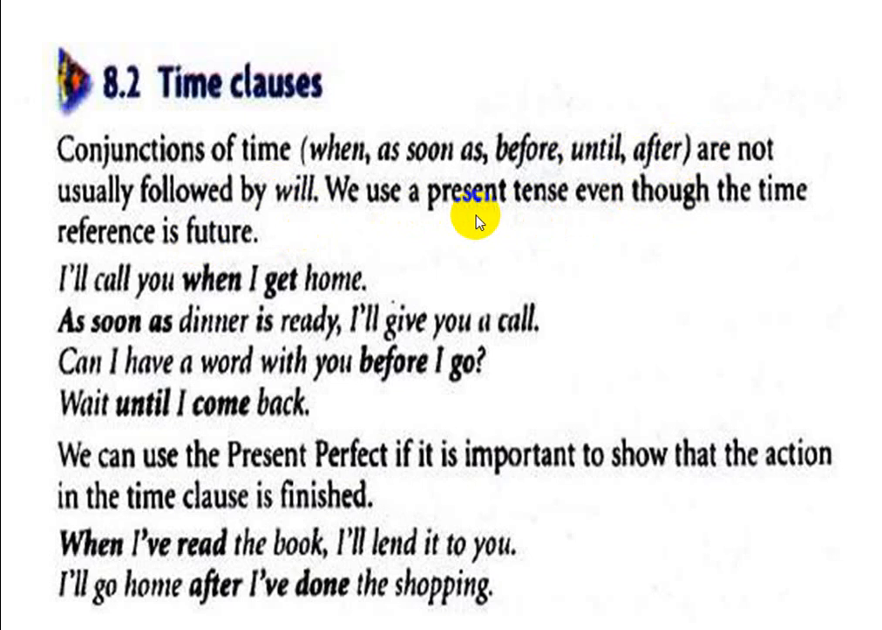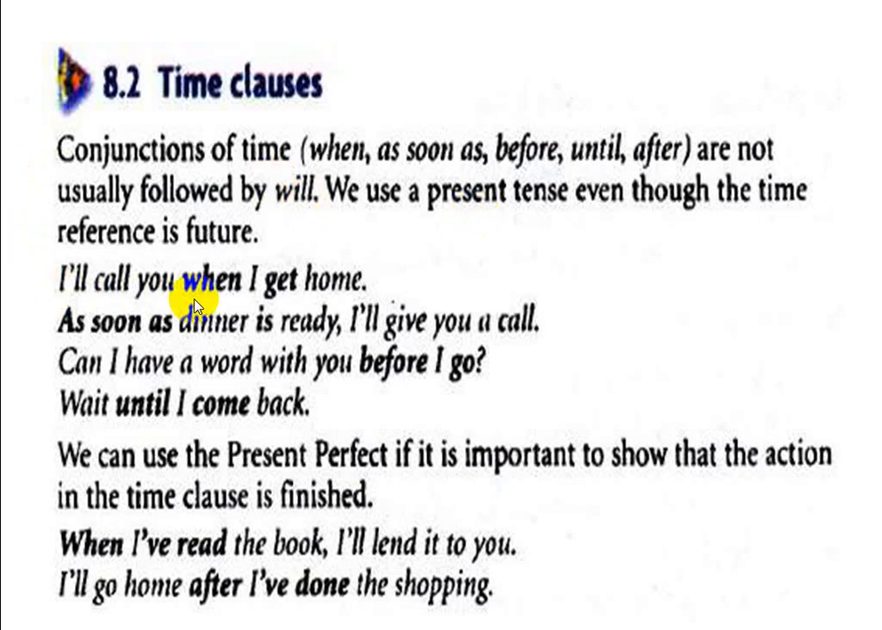نستخدم ال present tense المضارع على الرغم من أنه ال time reference تشوف الوقت هو future، لكن إحنا نستخدم ال present and is not usually followed by will. The conjunctions of time اللي هي when, as soon as, before, until, after are not usually followed by will. We use a present tense نستخدم المضارع even though the time reference is future، لكن رغم أنه الزمن يشير إلى المستقبل لكن إحنا نستخدم the present tense.